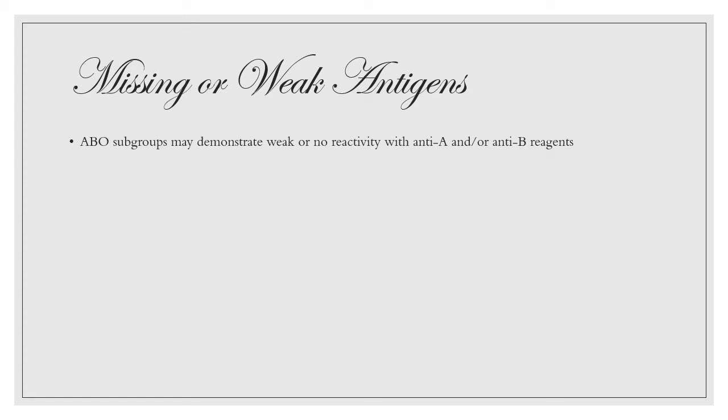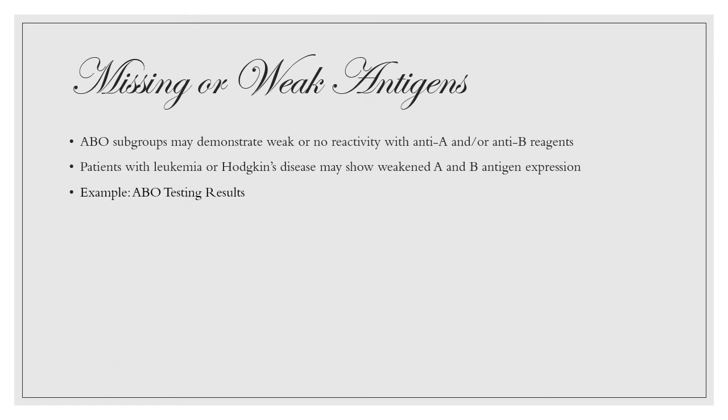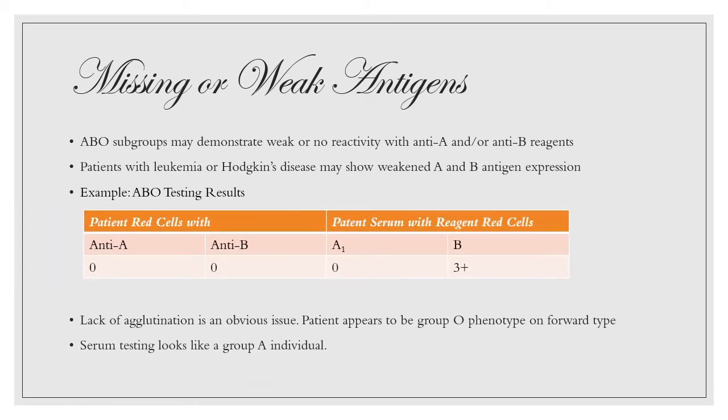Now that we just talked about extra antigens, the other side of the coin is missing or weak antigens. Some subgroups demonstrate weak or no reactivity with the anti-A or anti-B reagents in your forward grouping. Patients with leukemia or Hodgkin's disease show weak antigens. Lack of agglutination is an obvious issue. Patient appears to be O in the case above.